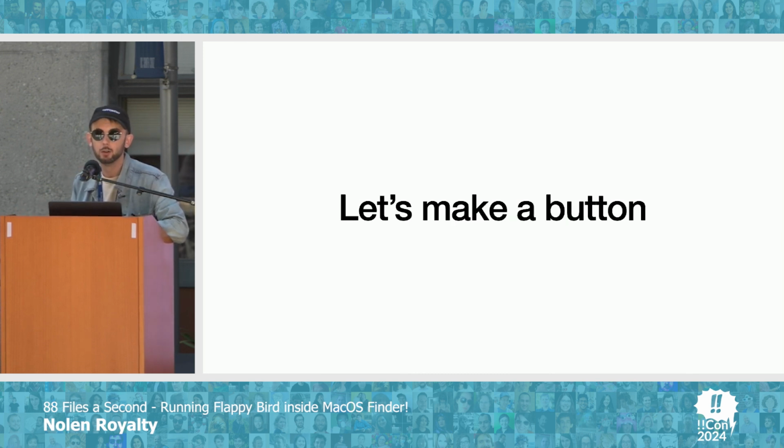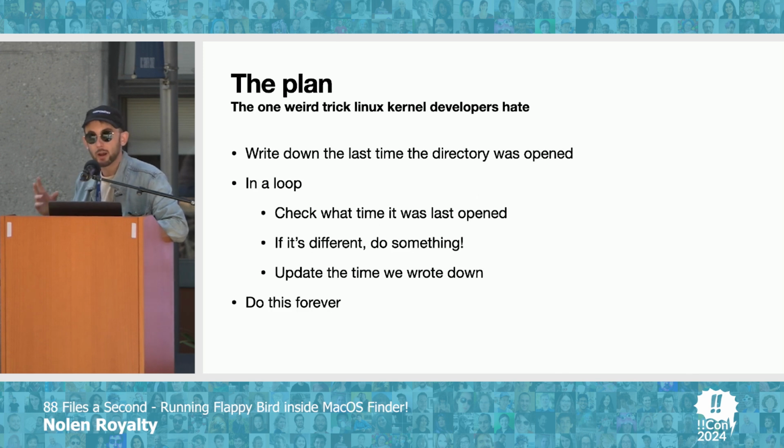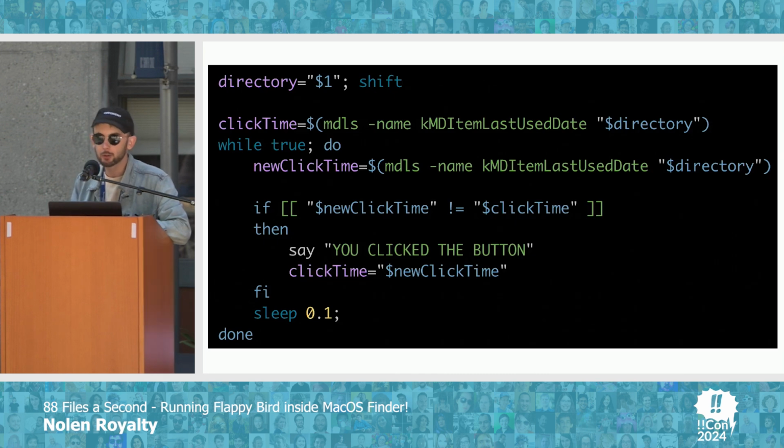Let's make a button. Here's our plan. We're gonna write down the time that that directory was last opened. And then in a loop, we're gonna check when it was last opened. And if it's different, we're gonna do something. And then we're gonna update the time that we wrote down. We're gonna do this forever in a loop. That looks something like this. If you haven't seen Bash, or don't write a lot of Bash, it's probably hard to read, but it's just an implementation of what I just described.